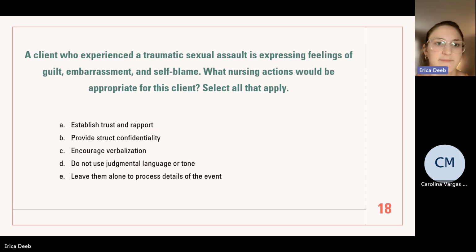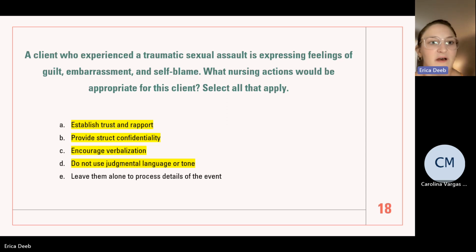Number 18, a client who experienced a traumatic sexual assault is experiencing feelings of guilt, embarrassment, and self-blame. What nursing actions would be appropriate for this client? Select all that apply. A, establish trust and rapport. B, provide strict confidentiality. Sorry, that's a typo. C, encourage verbalization. D, do not use judgmental language or tone. And E, leave them alone to process the details of the event. So this one, the answer is going to be A, B, C, and D.